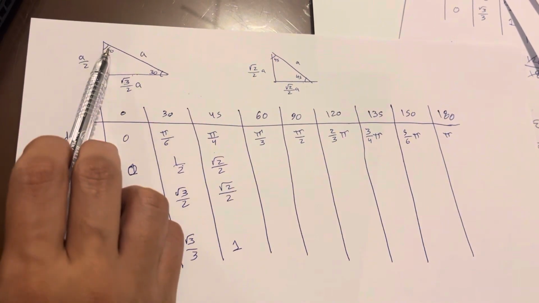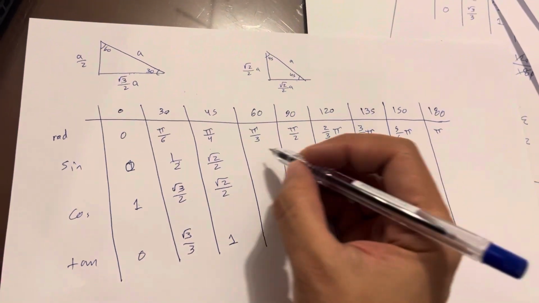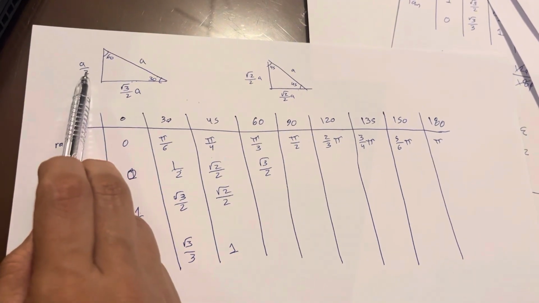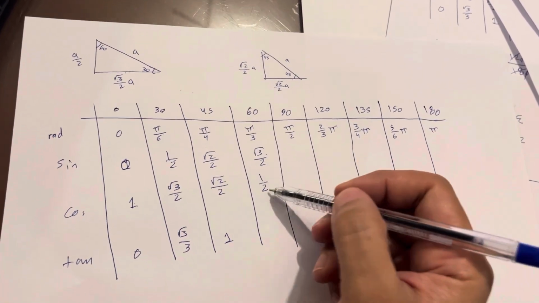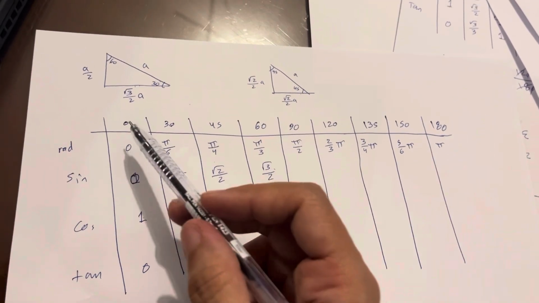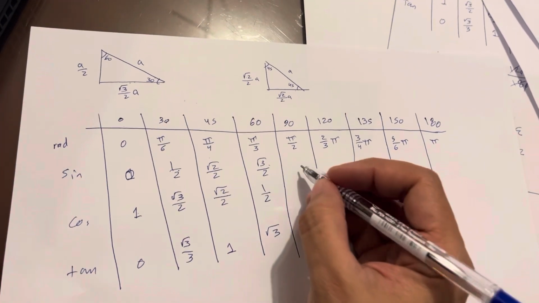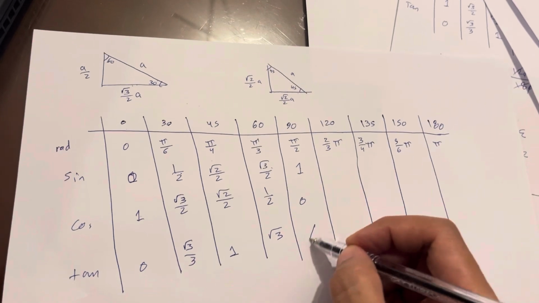60, this is the angle 60. The sine is the opposite over the hypotenuse, so radical 3 over 2. The cosine is the adjacent over the hypotenuse, so 1 over 2. The tangent, this divided by this, so radical 3. 90 is the opposite of the 0. So this is 0, this is 1, this is 1, this is 0. 1 divided by 0 is undefined.